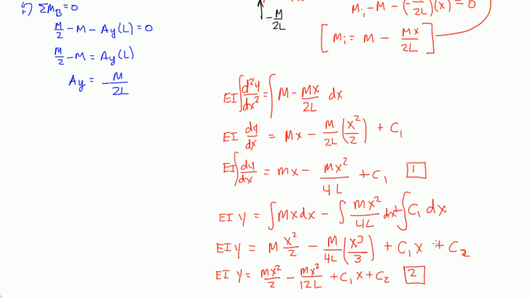Alright, so in the next video we're actually going to apply some boundary conditions and figure out what our two constants of integration are. And then once we have those figured out, we can figure out what our maximum deflection is along that span AB. Alright, so see you in the next video.